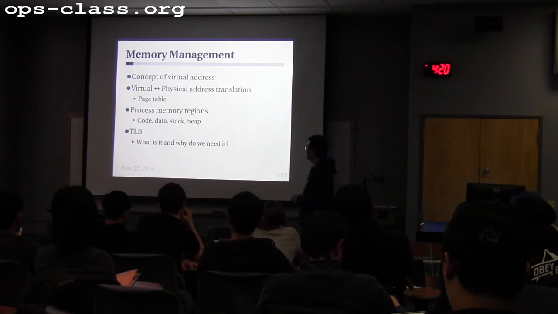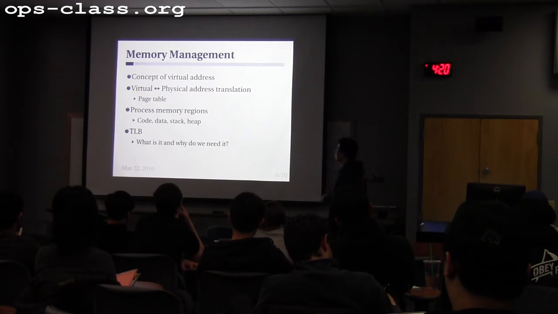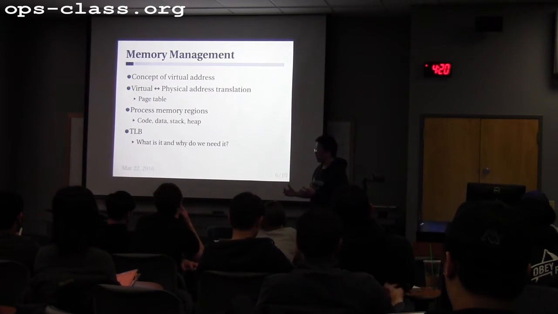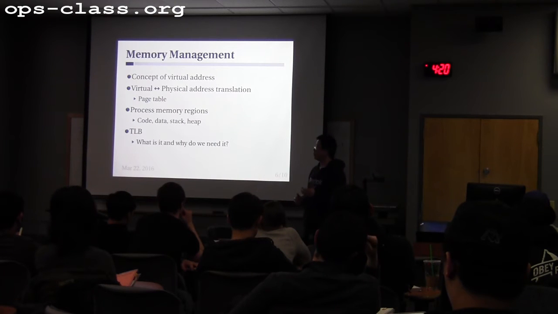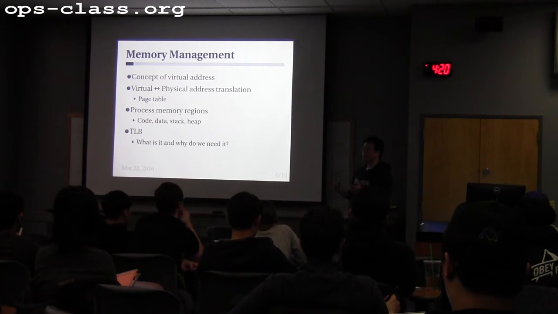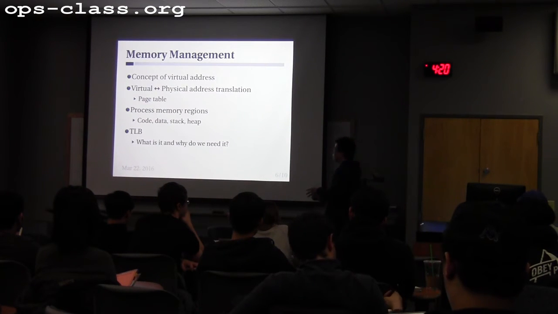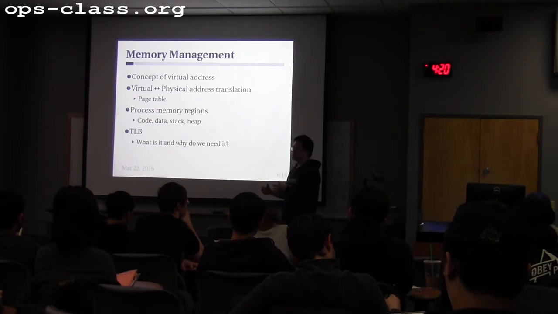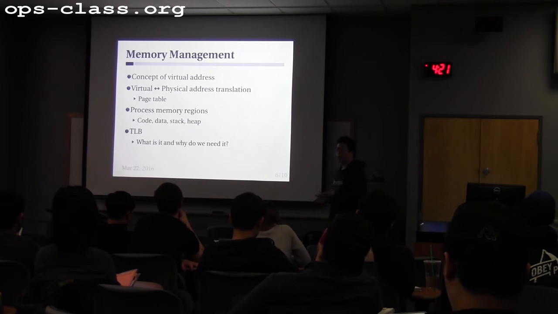And finally, we have process memory regions. The process contains the abstraction of the address space, and we split the address space into different segments and assign them to different purposes, right? We have code regions, which are continuous virtual address blocks, and we also have data regions, and so on.